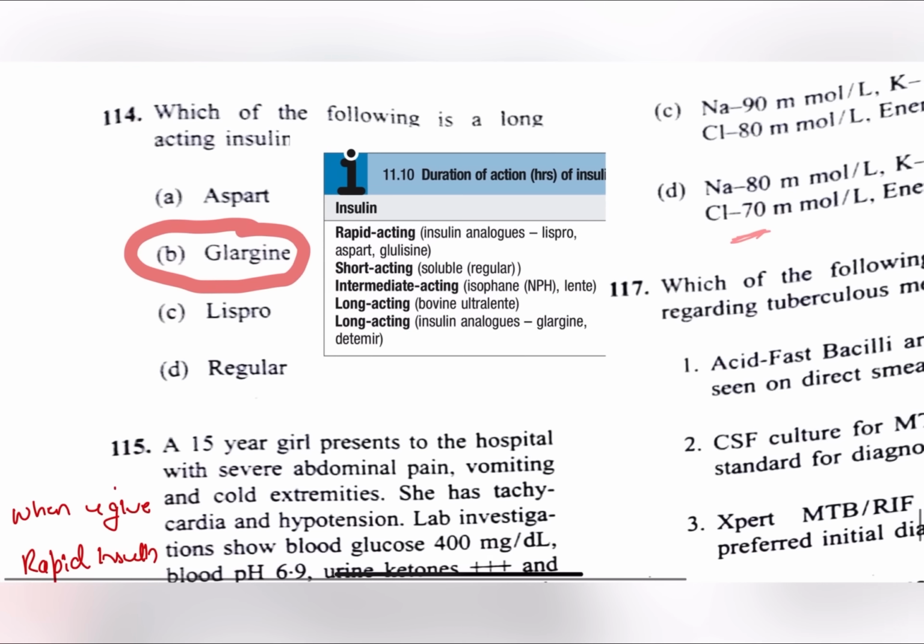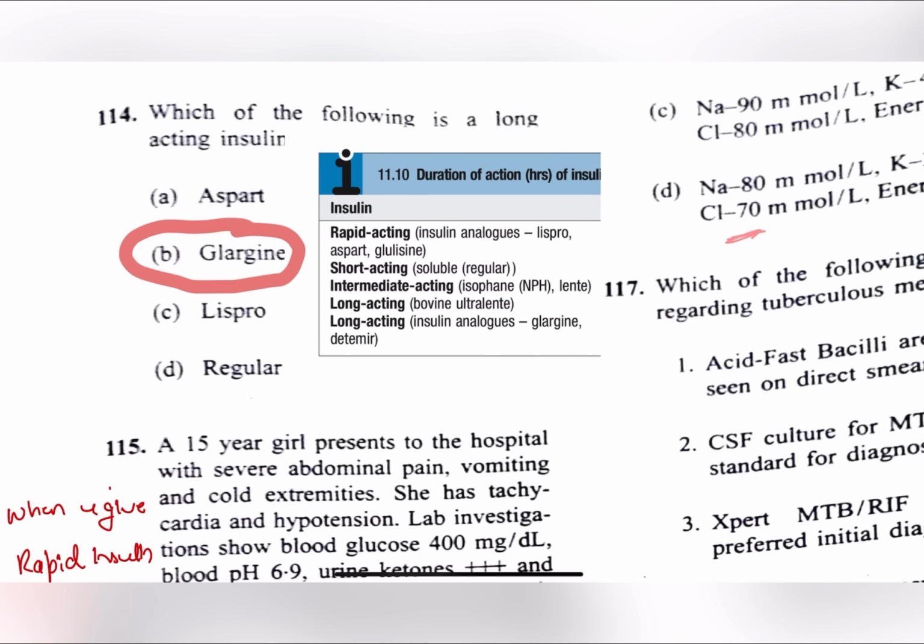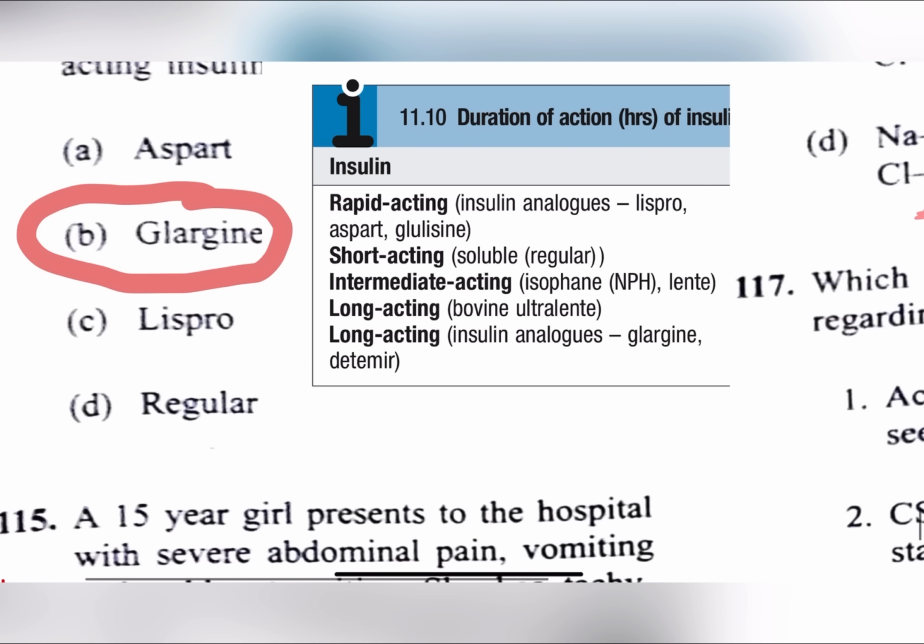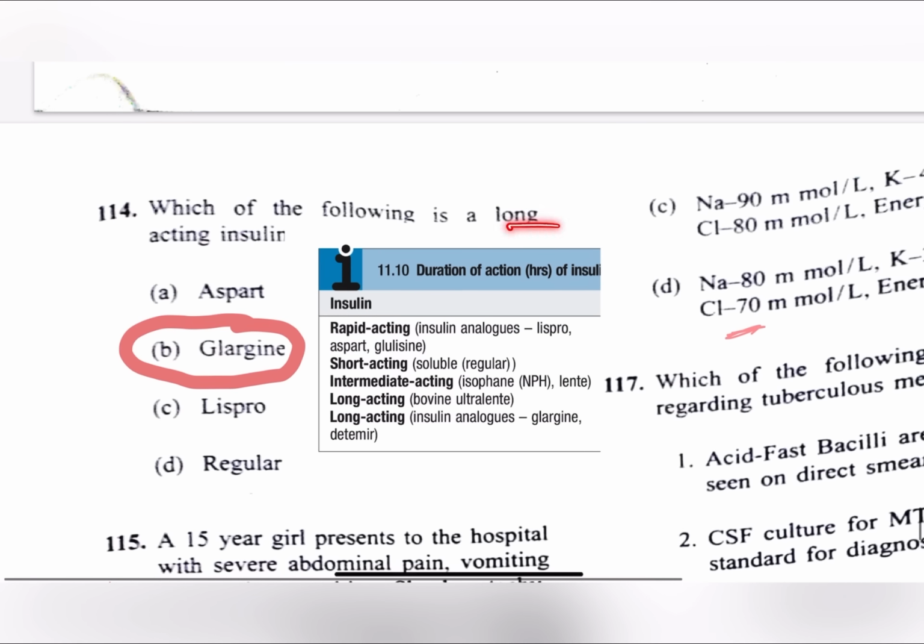Next, 114, they are saying which of the following is a long acting insulin. We have the classification: rapid acting are lispro, aspart and glulisine. Short acting is regular, intermediate is isophane. Long acting we have glargine and detemir. They are asking long acting, so the answer is glargine.